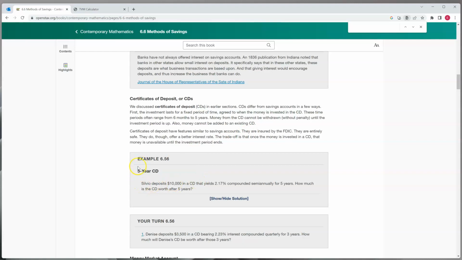But you're doing worse than a loan, because you're just losing straight up money and not getting anything really in return. So let's say that you had a 5-year CD. Let's say Silvio here has $10,000. They're going to walk into a bank. The bank is going to give them a CD that yields 2.17%, compounded semi-annually for 5 years. So that's going to basically be 10 interest payments on $10,000.